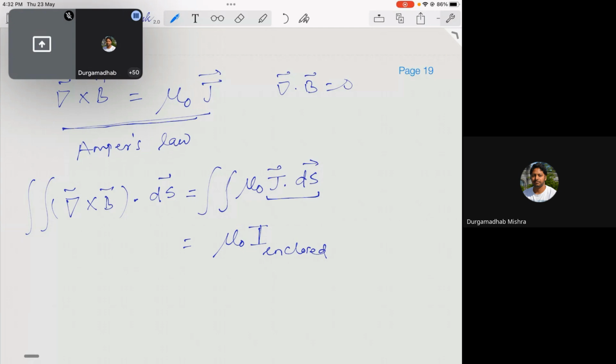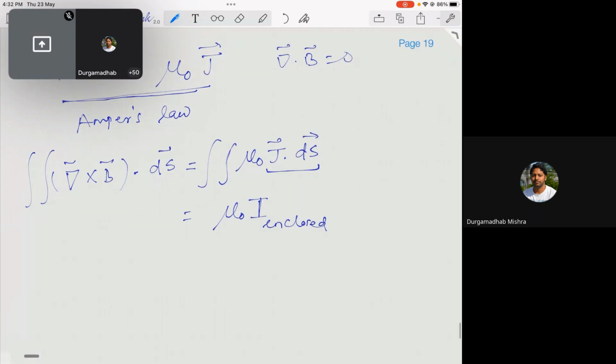This is similar to what you have seen in electrostatics when using Gauss's law. Now, what is the left hand side? On the left hand side, we have del cross B dot ds, which we can convert to a line integral, for which you use the Stokes theorem.